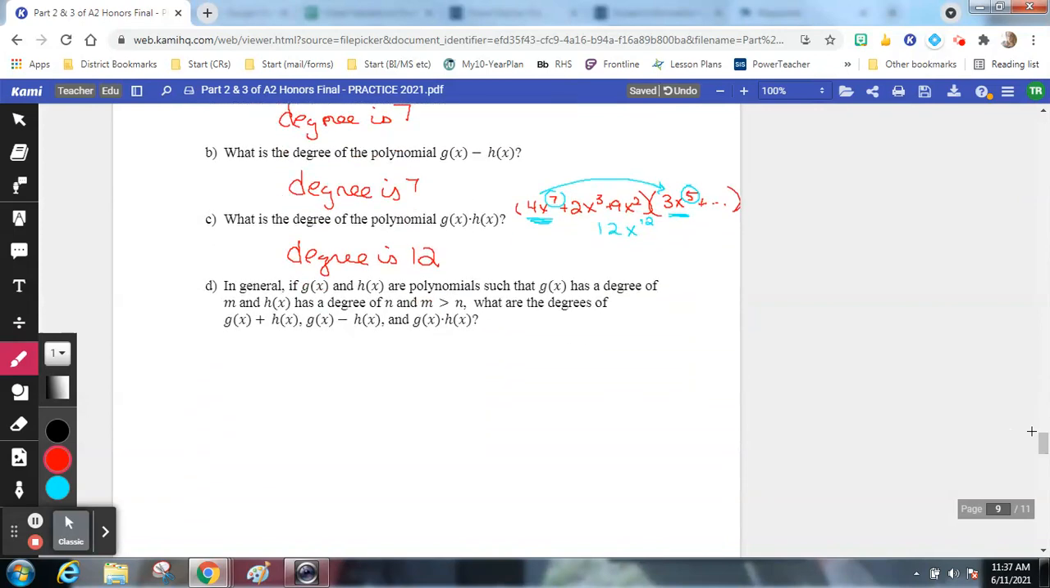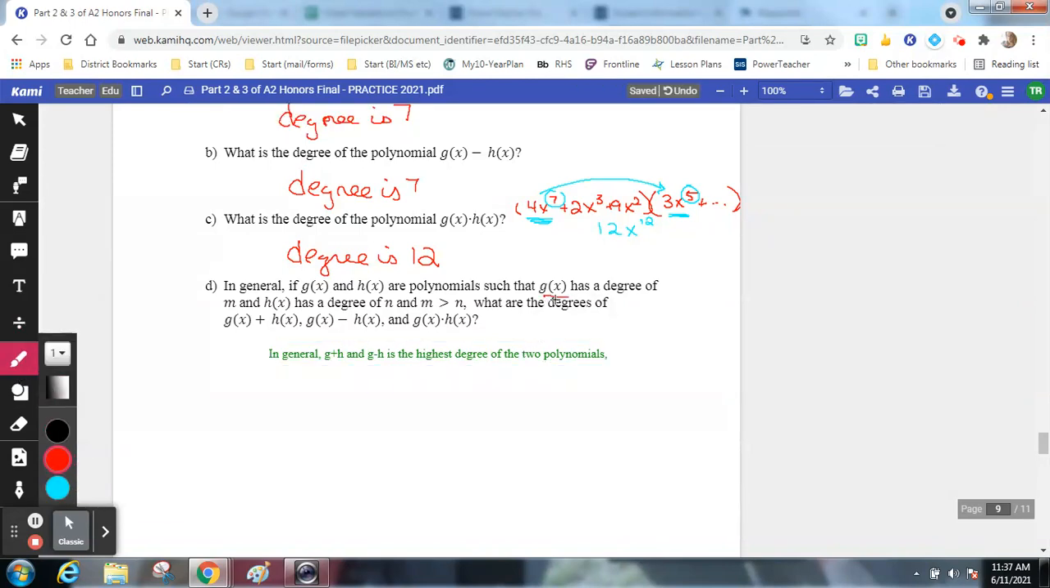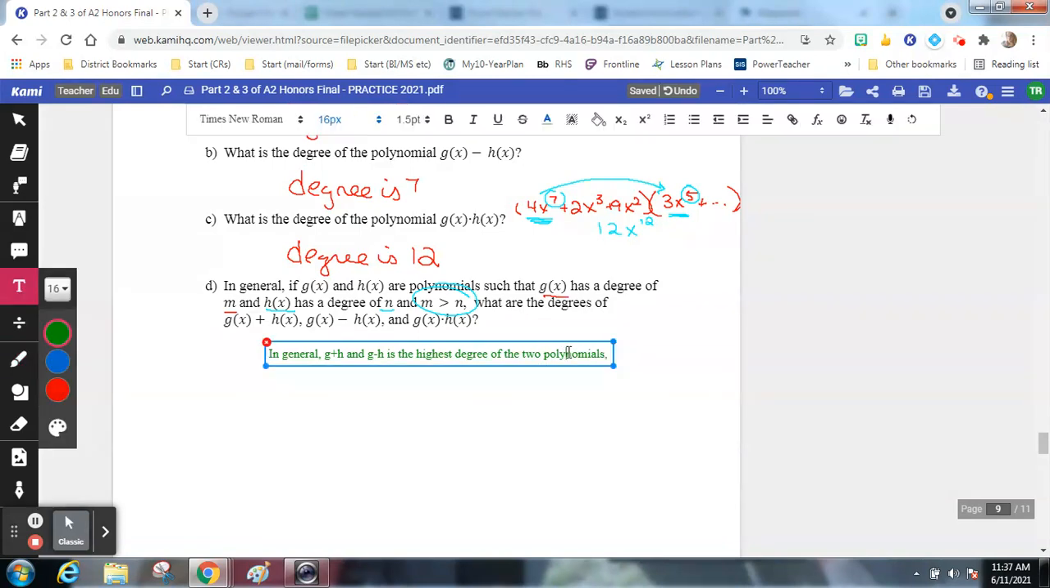And in general now, it's knowing those general rules that when you add or subtract, you're just combining like terms. In general, G plus H and G minus H is the highest degree of the two polynomials. So in here, it does say G of X has a degree of M. So G goes with M and H goes with N. And they tell me M is bigger than N. So if I go back to my explanation here, the highest degree of the two polynomials is M in this case.